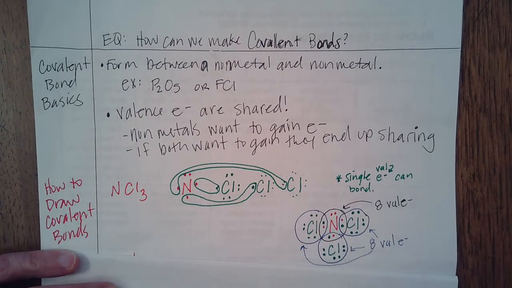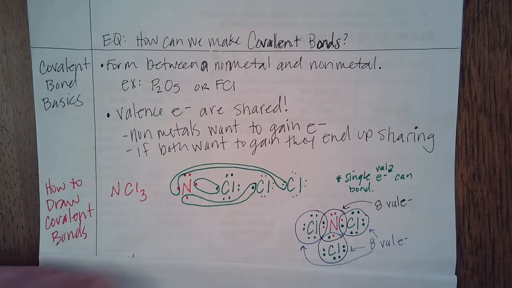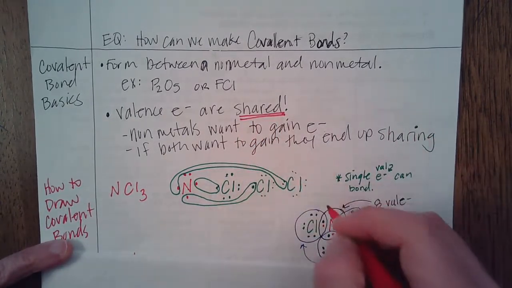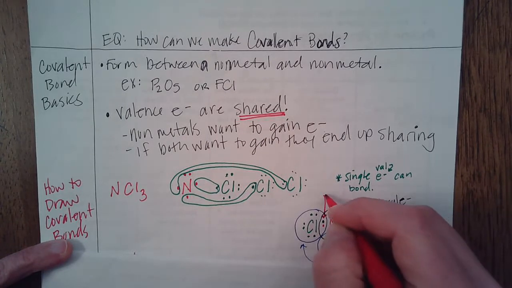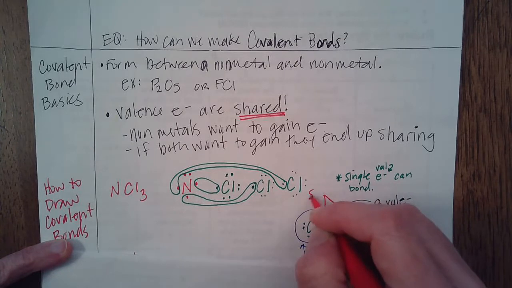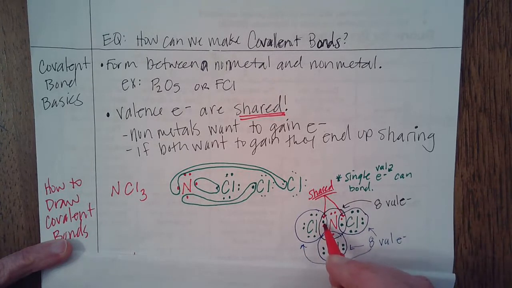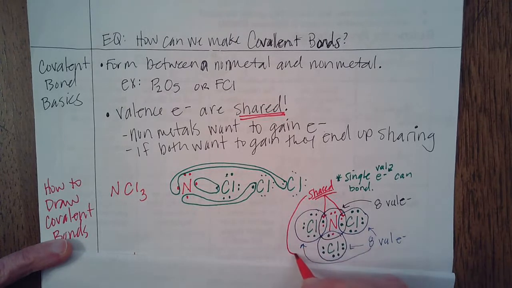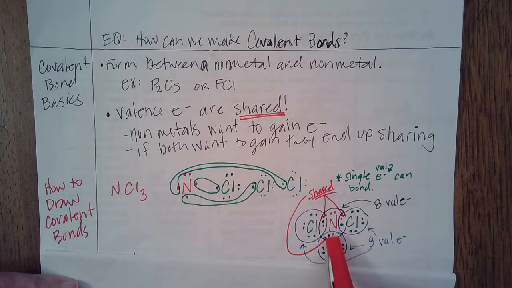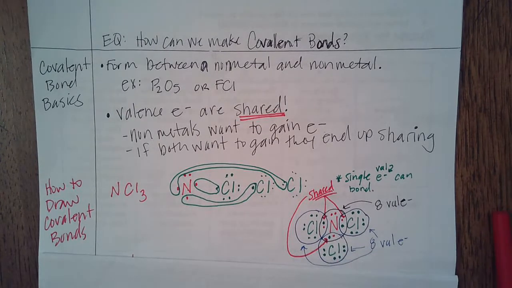So they're all happy. In this middle here, when we talked about shared electrons, that's these guys right here. These electrons are shared between the chlorine and nitrogen. This is between this chlorine and nitrogen and this chlorine and nitrogen. So all of these bonds are our shared valence electrons.